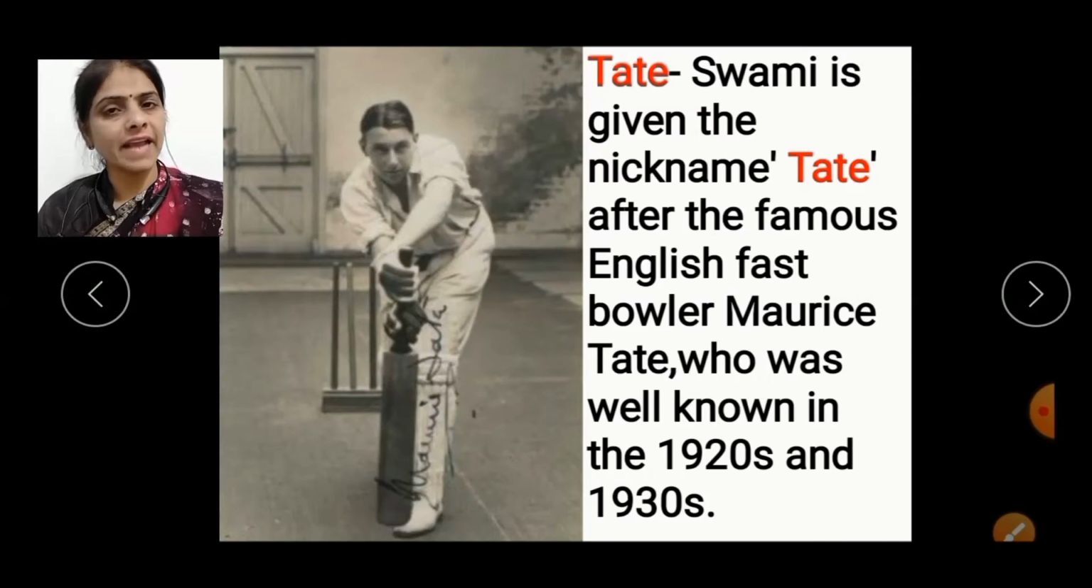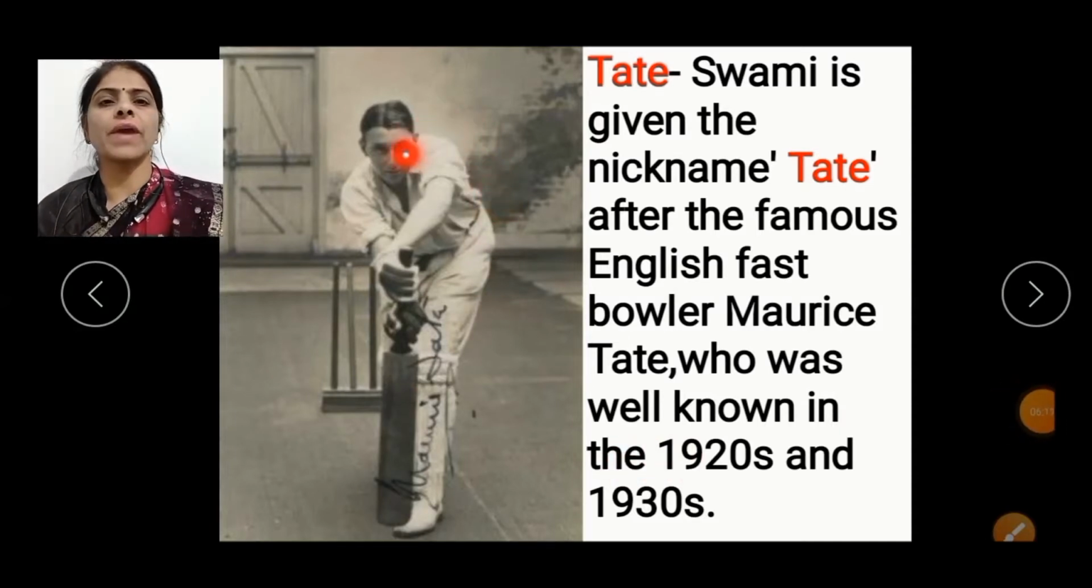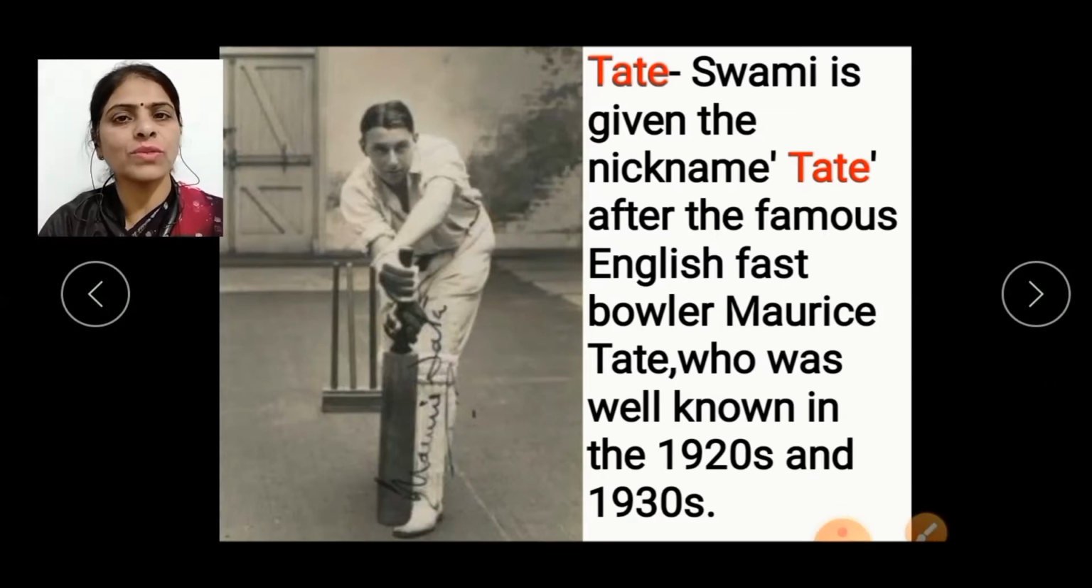After that, the next word is Tate. Swami is given the nickname Tate after the famous English fast bowler Maurice Tate, who was well known in the 1920s and 1930s. Here in this picture you can see Maurice Tate, the English fast bowler. As Swami was also a fast bowler, that's why he was considered the Tate of the team. Now let's go back to the first para.